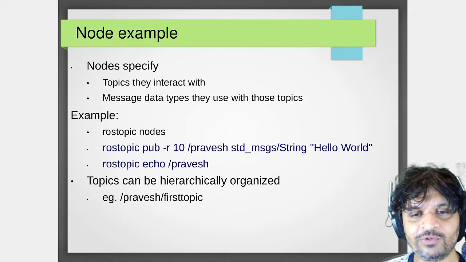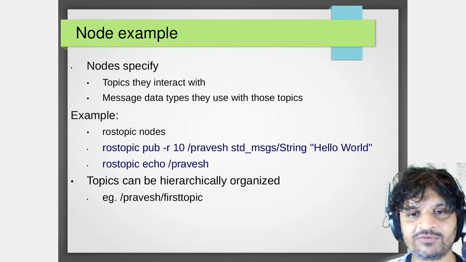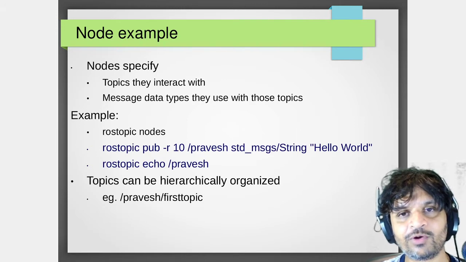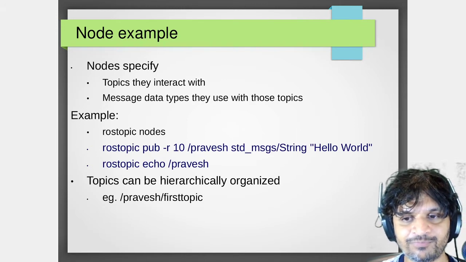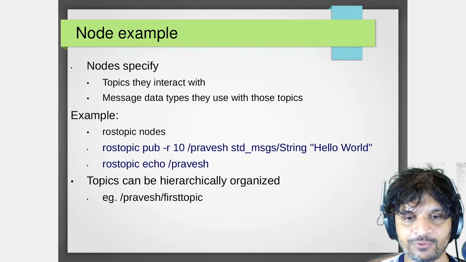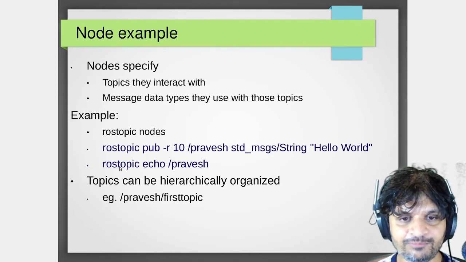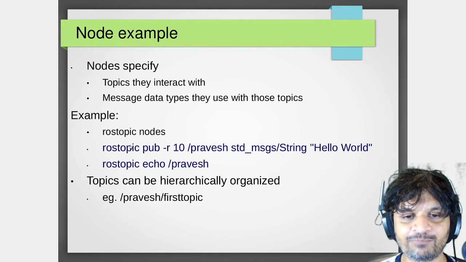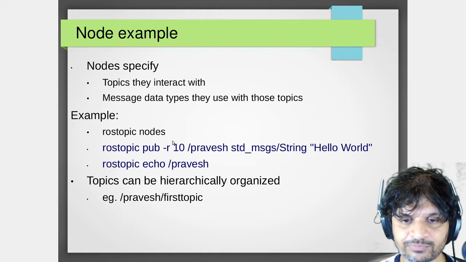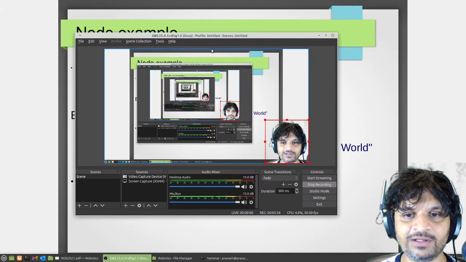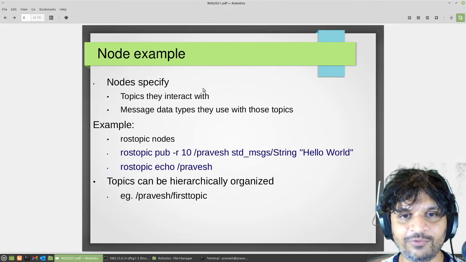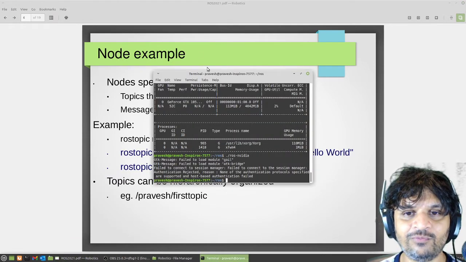Now, for a node to work, the node must specify what topics it interacts with. So, what's it going to read and write to and from, and what message data type it uses. As an example, we've got topics that can be created through the command called ROS topic. That's just a useful program that we can use for testing.